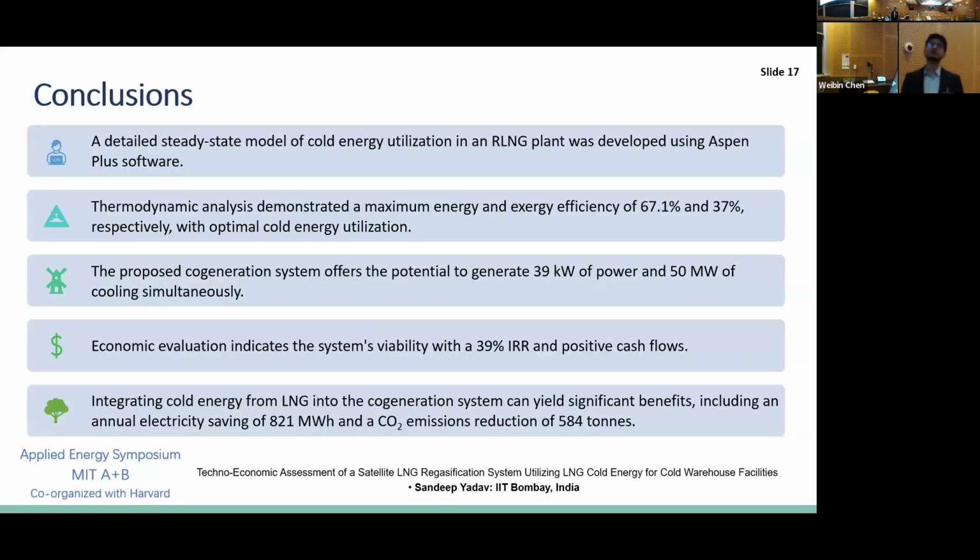Now, moving ahead to the conclusions, we have derived a detailed steady-state model for the cold energy utilization for the LNG plants using the Aspen software. In addition, the thermodynamic analysis demonstrated a maximum energy efficiency of 67.1% and an exergy efficiency of 37% with the optimal cold energy utilization. The proposed system offers the potential to generate 39 kilowatt of power simultaneously with 50 kilowatt of cooling. Sorry, this is kilowatt of cooling simultaneously.